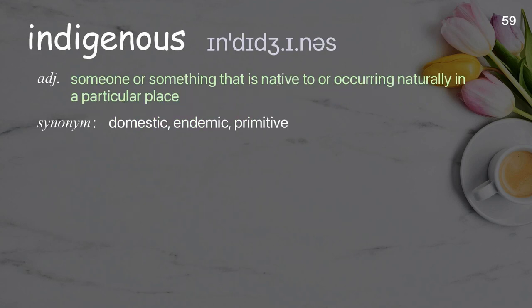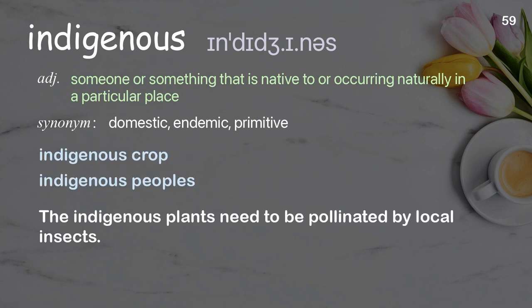Indigenous. Someone or something that is native to or occurring naturally in a particular place. Examples. Indigenous crop. Indigenous peoples. The indigenous plants need to be pollinated by local insects.